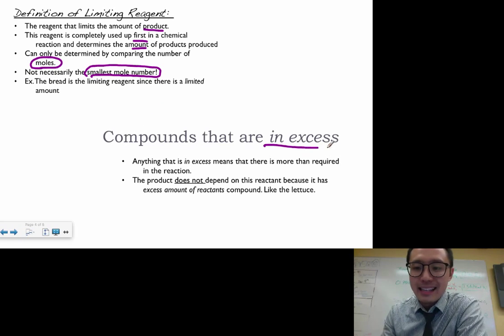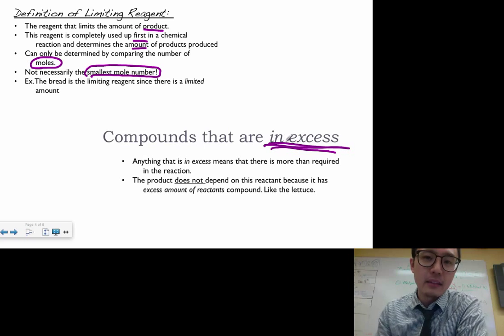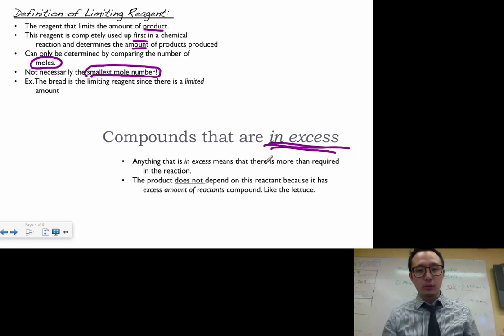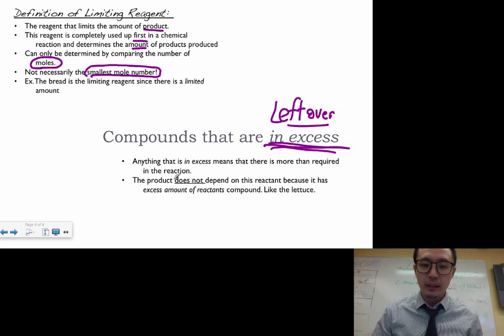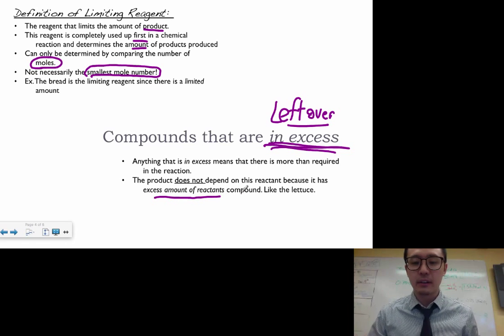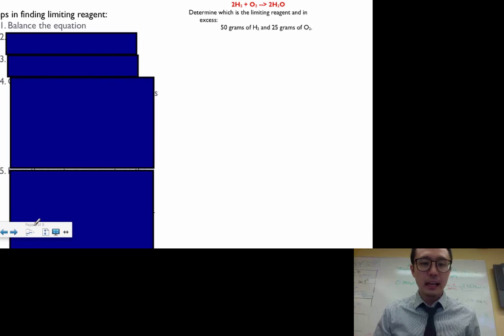And something that is in excess is like the opposite of the limiting reagent. This is the one that you have an excessive amount of, where you have too much. Just like the lettuce, we have 50 million. We don't need 50 million, so we have a lot of leftovers. So the excess is basically the leftover in the reaction. This product does not depend on the reactant because it has an excess amount of reactants, just like the lettuce.